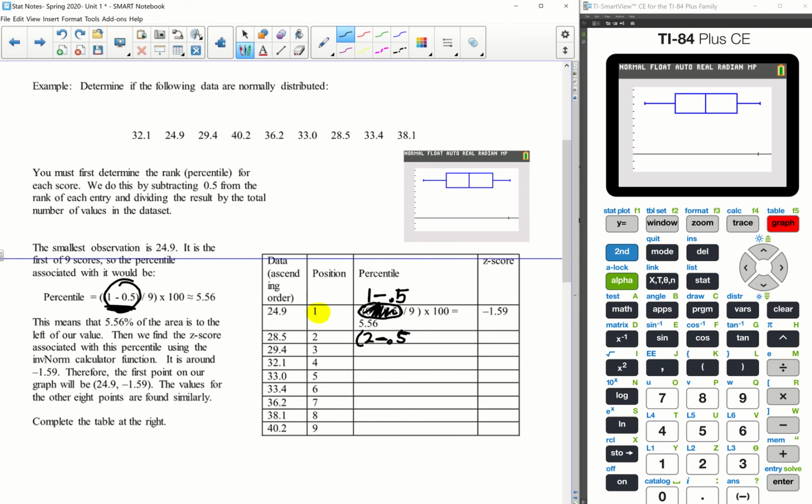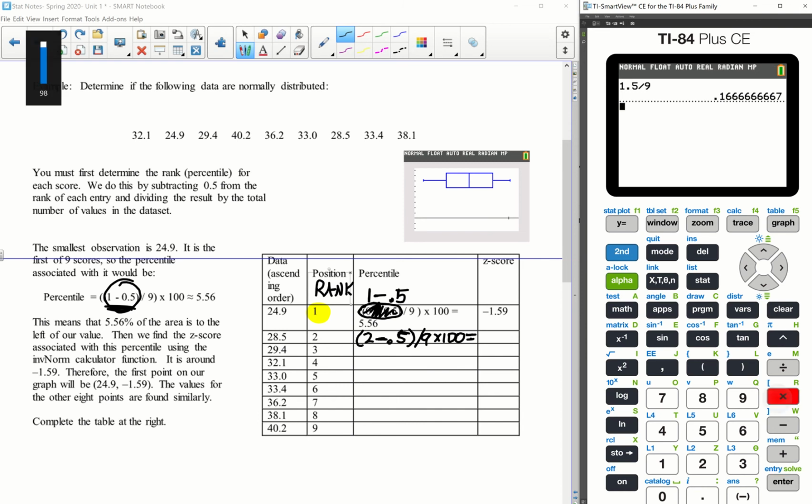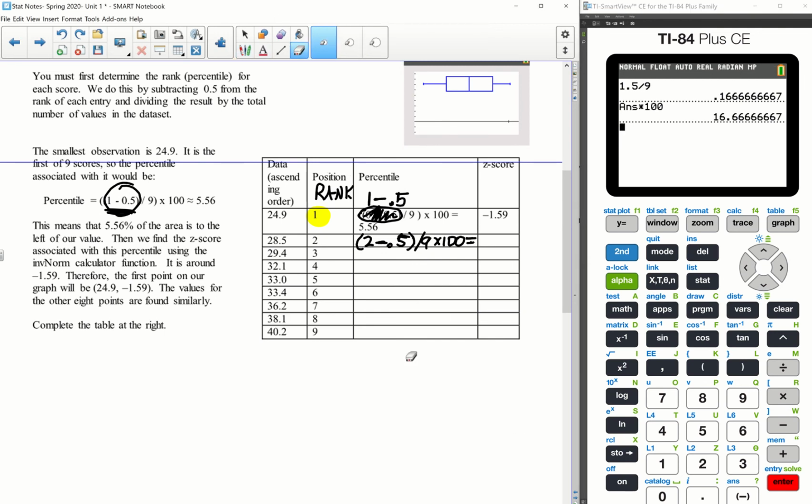All right, we're subtracting 0.5 from each, the rank of each entry. So the position rank, divided by 9, times 100, equals, so 1.5, 2 minus 0.5, divided by 9 is that times 100. Is going to give you about 16%-ish. Right? My handwriting is so brutal that it's not going to fit. So I just gotta, let me just move this over. No, I can't even do it. Let me just do it off on the side.